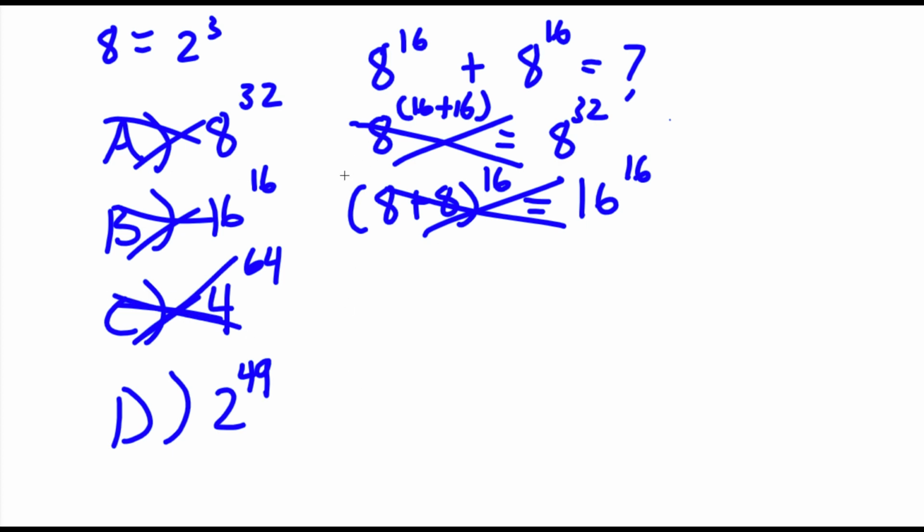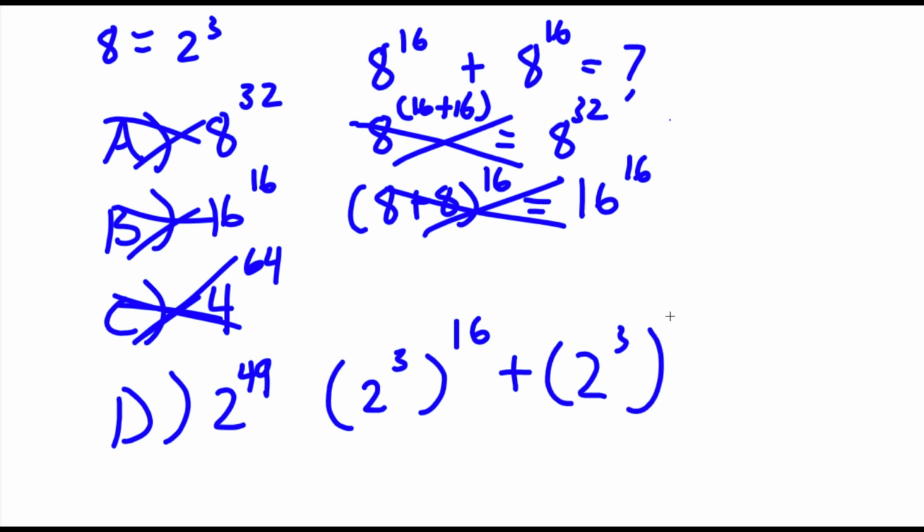And for D, which is the correct method, remember how I said 8 is equal to 2 to the power of 3? So what you have to do is you have to substitute in 2 to the power of 3 for 8. So now I have 2 to the power of 3 to the power of 16 plus 2 to the power of 3 to the power of 16.